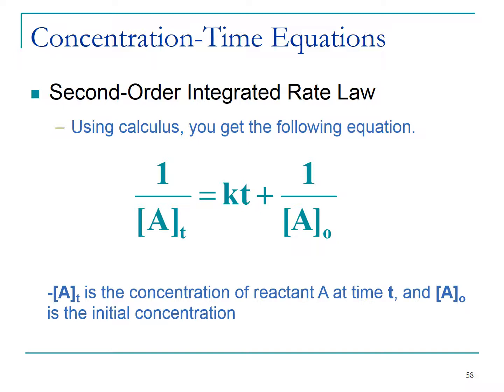So again, [A]t is the concentration at time t, [A]0 is the initial concentration, t is the time, and k is the constant. So you'll always be given all but one of these, and you just need to solve for the one that you're looking for.